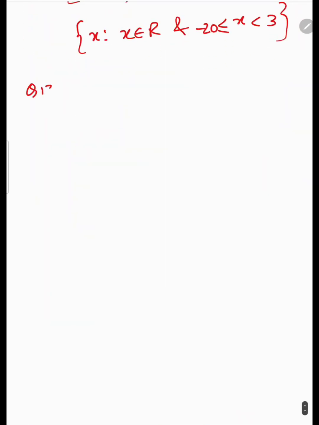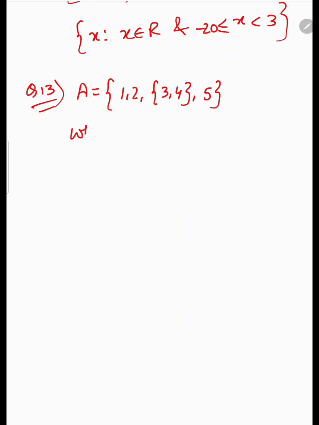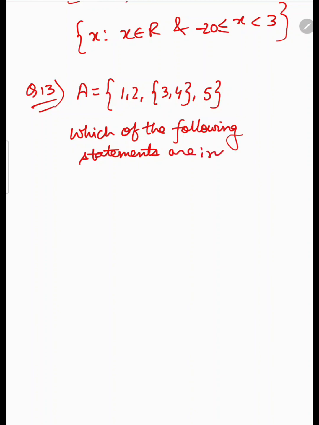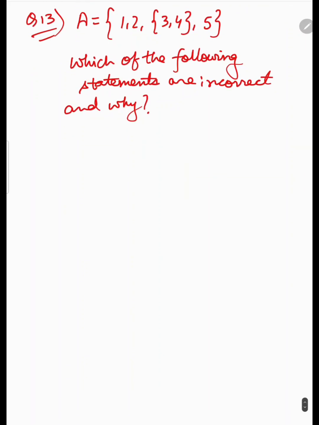Next question, question 13. A is equals to {1, 2, 3, 4, 5}. Which of the following statements are incorrect and why? ट्राई कीजिए, मतलब पहले स्टेटमेंट्स देख लीजिए फिर ट्राई कीजिए.